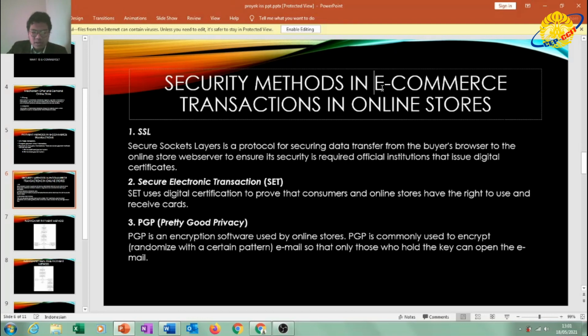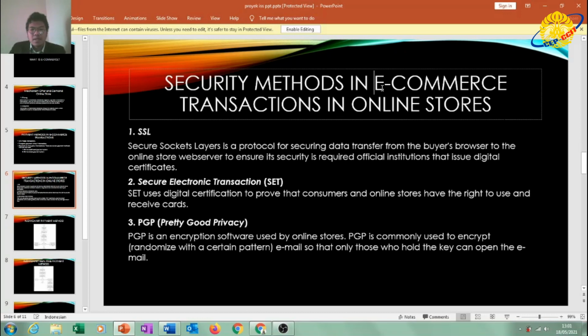PGP can be used to encrypt the customer email, and only those who have the key can open the email. Basically, PGP will create a public key and a private key. An email encrypted by the public key can be accessed by its original private key, but the owner of the public key, like the online store, can share their public key.